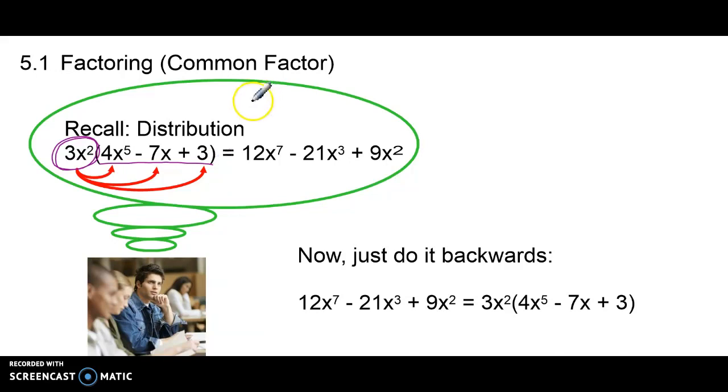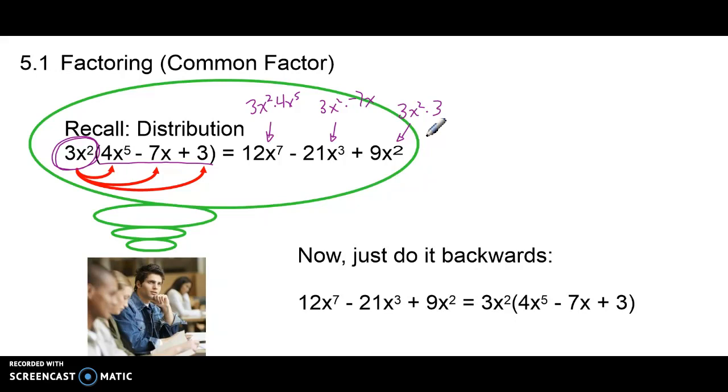And you know how this works. You take 3x squared times 4x to the fifth, and that's where the 12x to the seventh comes from. And 3x squared times negative 7x, that's where the negative 21x cubed comes from. And 3x squared times 3 is where the 9x squared comes from. Factoring out a common factor is just the reverse of that.